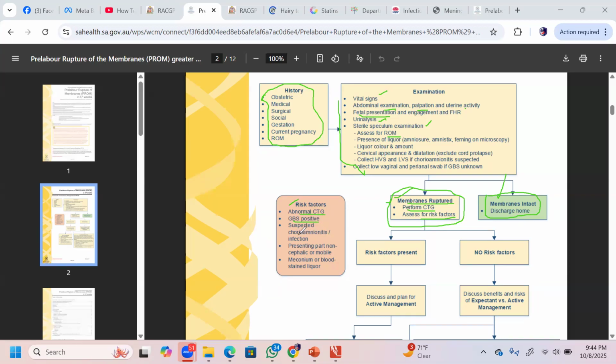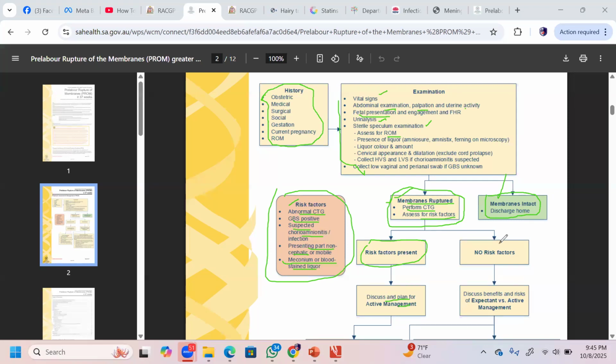Or you will find out that there is suspicion of chorioamnionitis infection. Or the presenting part is non-cephalic or mobile. Or meconium or blood-stained liquor. So if these risk factors are present, you have to go with active management. Membrane is ruptured and a risk factor is present, you will go with active management.